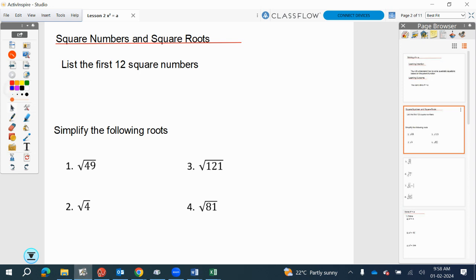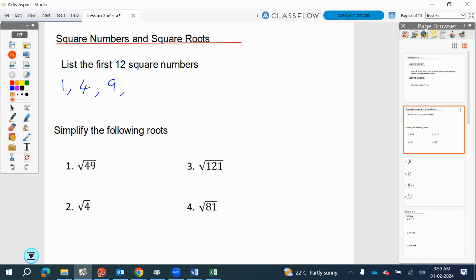Okay, the first 12 square numbers. Who can give me the first three? Felicia. 7, 11, and 12. Nope. No, I'm not sure what you're doing there. No. 1, 4, 9.